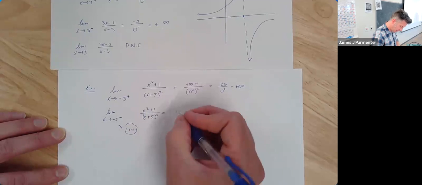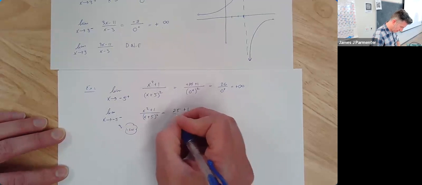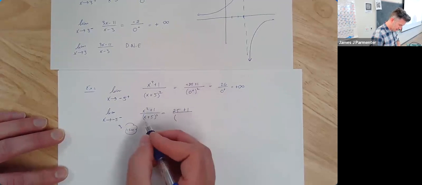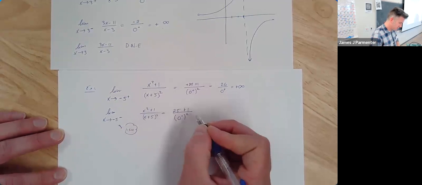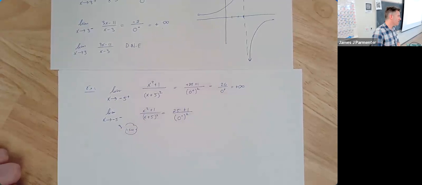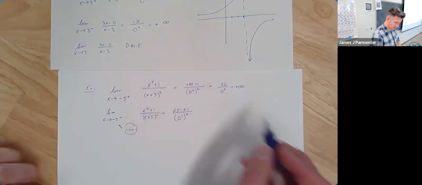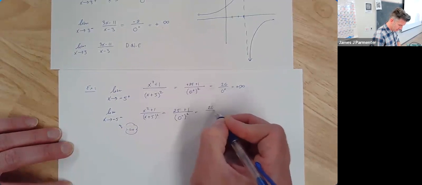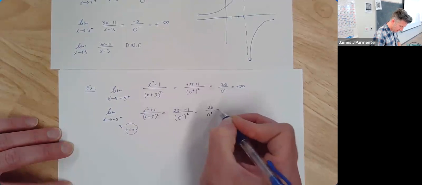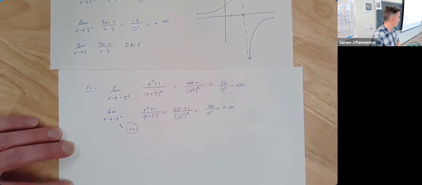We're still going to get a 25 plus 1 on top. But now in our parentheses, we have a very slightly negative number. The thing is, when you square something, it doesn't matter if it was positive or negative, it's going to end up being positive. So whether it's a positive number squared or a negative number squared, the denominator still ends up being positive, and we get infinity on that side as well.